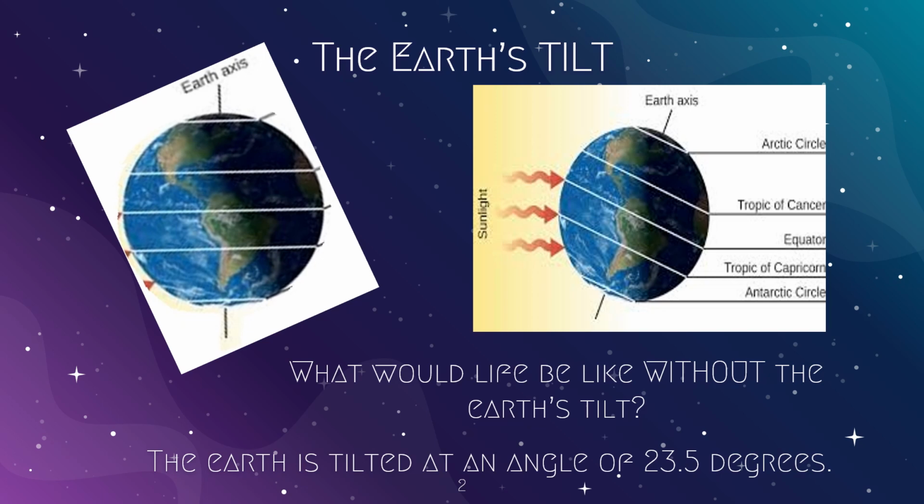Because we're tilted, we have 4 different seasons in our hemisphere where we live. Again, as you get closer to the equator, they're not really going to have 4 seasons. If you get closer to the poles, they're not really going to have 4 seasons. But for us, we have our 4 seasons every 365 days.